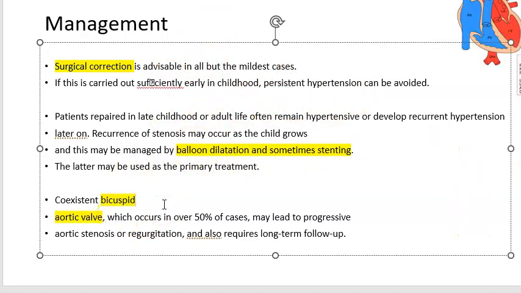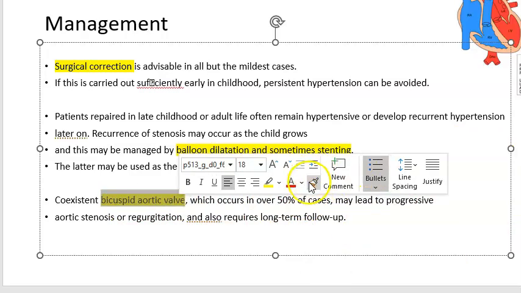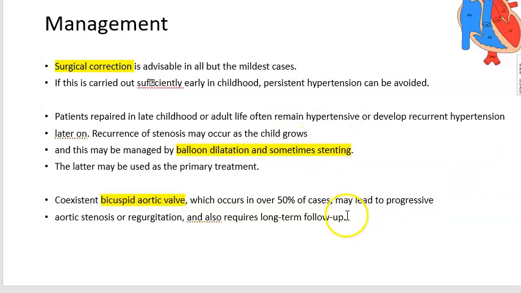If they also have the condition called bicuspid aortic valve, then there can be more complications which will lead to aortic stenosis, regurgitation from the valve, etc. So these people will need more follow-up if they have this bicuspid aortic valve condition. With a bicuspid aortic valve, an ejection click can also be heard, along with the systolic murmur.